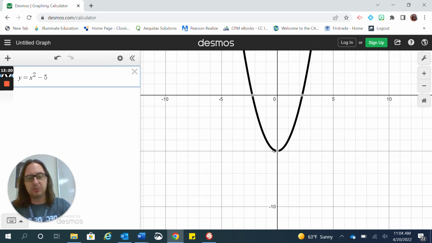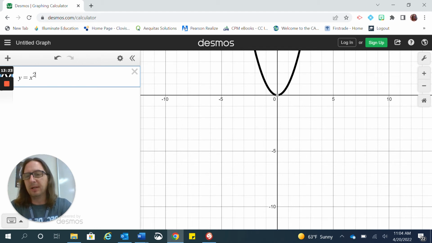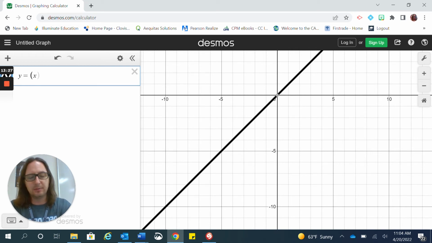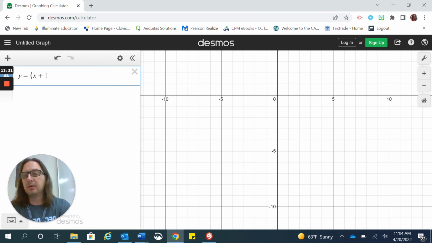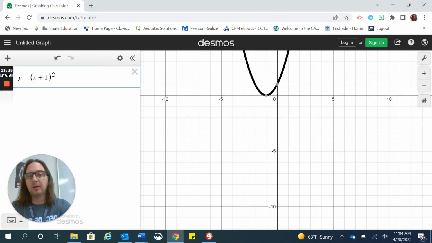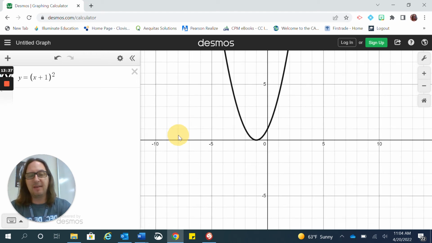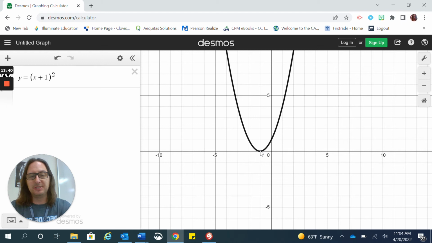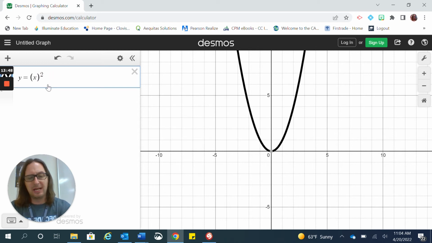Now in class, we would have played around with a little bit more of this before. But what we basically need to do here is put in a parenthesis. Let's say plus 1 over here and then square it. All right, so if I have plus 1 here, I actually didn't move it to the right. And I would have thought if I add a number, it should go this way, but it does the opposite of that. So let's subtract 1.